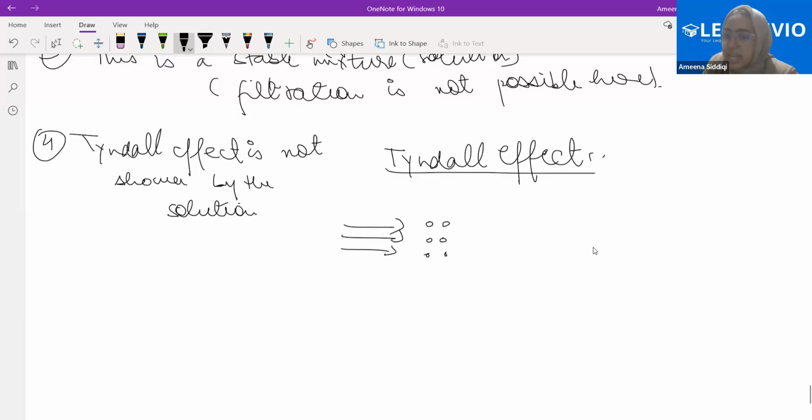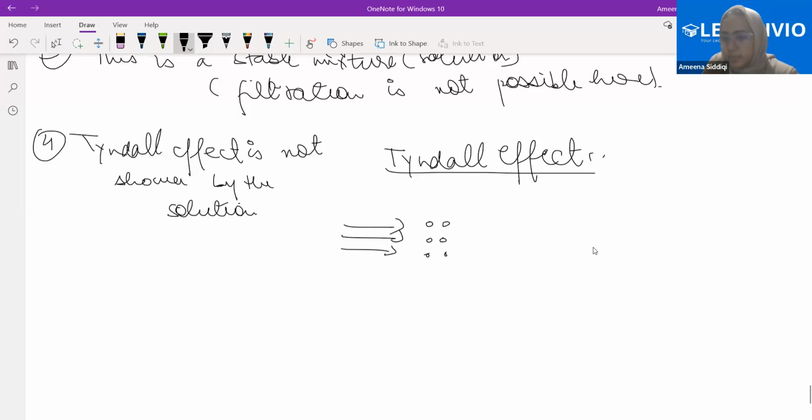Yes, ma'am. Does mist scatter the light? Mist that is there in the atmosphere. Yes, ma'am. So this effect is often seen in forests which are very dense. When light comes in, the mist particles present there are able to scatter that light. Hence, the path of the light becomes visible. I hope the Tyndall effect is understood. Any problem in the Tyndall effect?